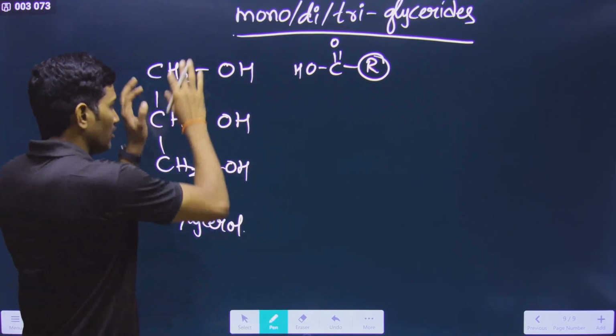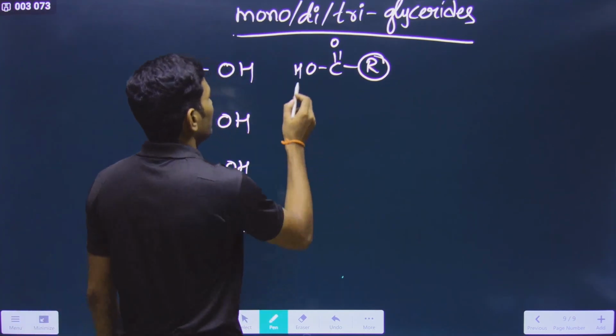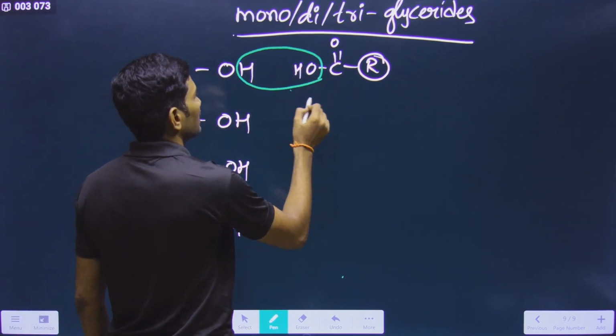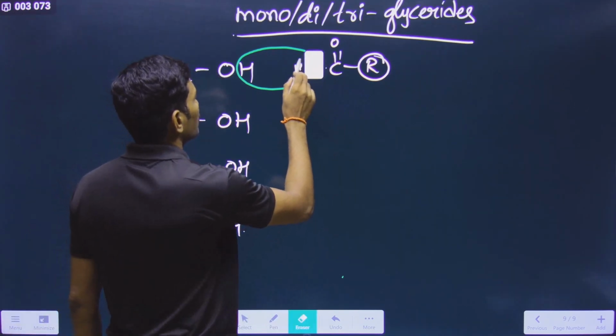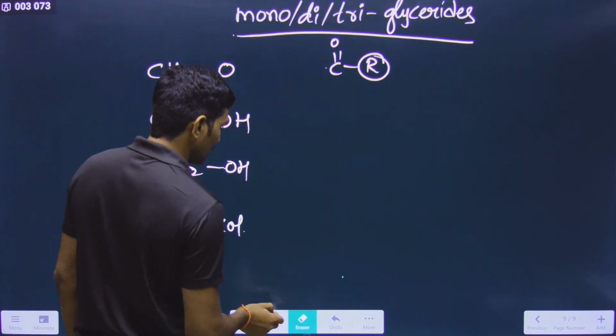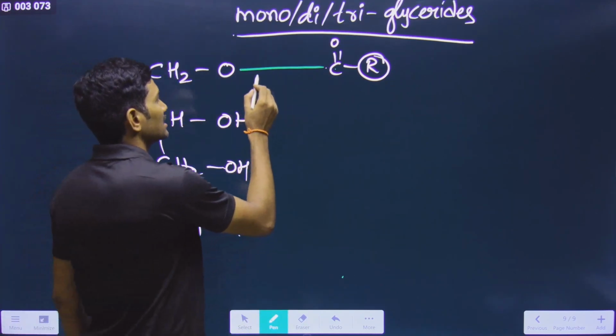If only one fatty acid is attached to this glycerol, now what happens? Here the OH of this and the H of this are removed in the form of a water molecule. If the water molecule is removed, what is the bond that is formed here? This is the acid, this is the alcohol. Between acid and alcohol, what is the bond? It is the ester bond.